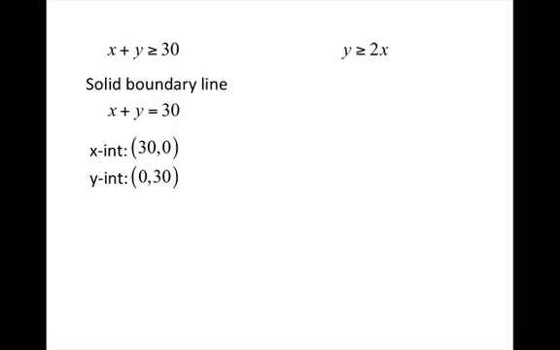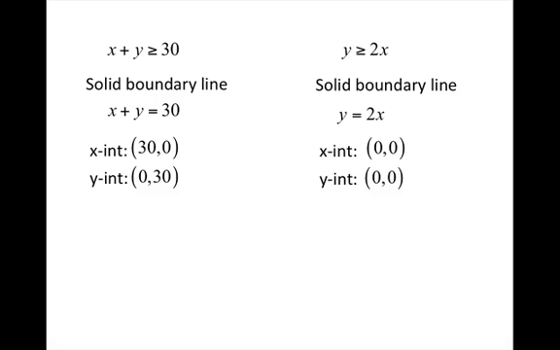Then next I have y is greater than or equal to 2x. This is also a solid boundary line, and the equation is y equals 2x. Well, for the x-intercept, let y be 0. If y is 0, I have 0 equals 2x. If I divide each side by 2, I get x is also 0. So I have the ordered pair (0, 0). Since this line goes through the origin, I know my y-intercept would also be (0, 0). And if you wanted to double check, if you plug a 0 in for x, you get y is 2 times 0, so y is also 0.